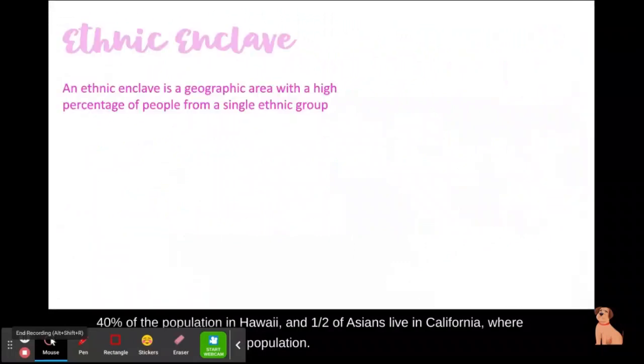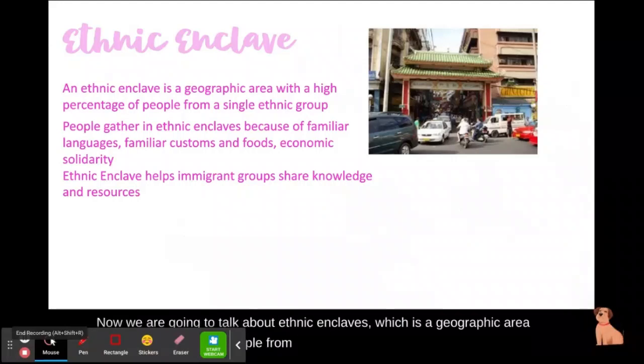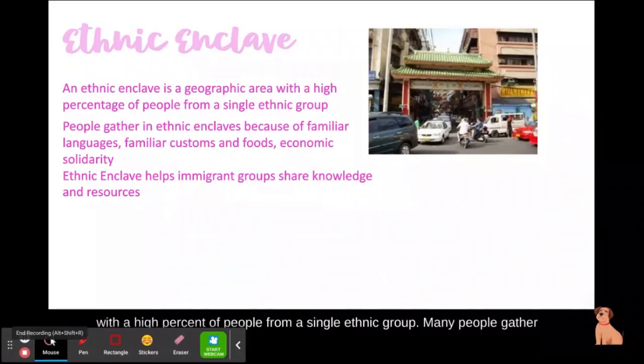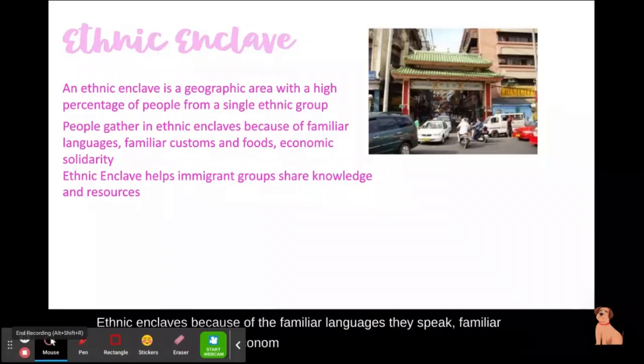Now we are going to talk about ethnic enclaves, which are geographic areas with a high percent of people from a single ethnic group. Many people gather in ethnic enclaves because of the familiar languages they speak, familiar customs and foods, and economic solidarity. Ethnic enclaves help immigrant groups share knowledge and resources.